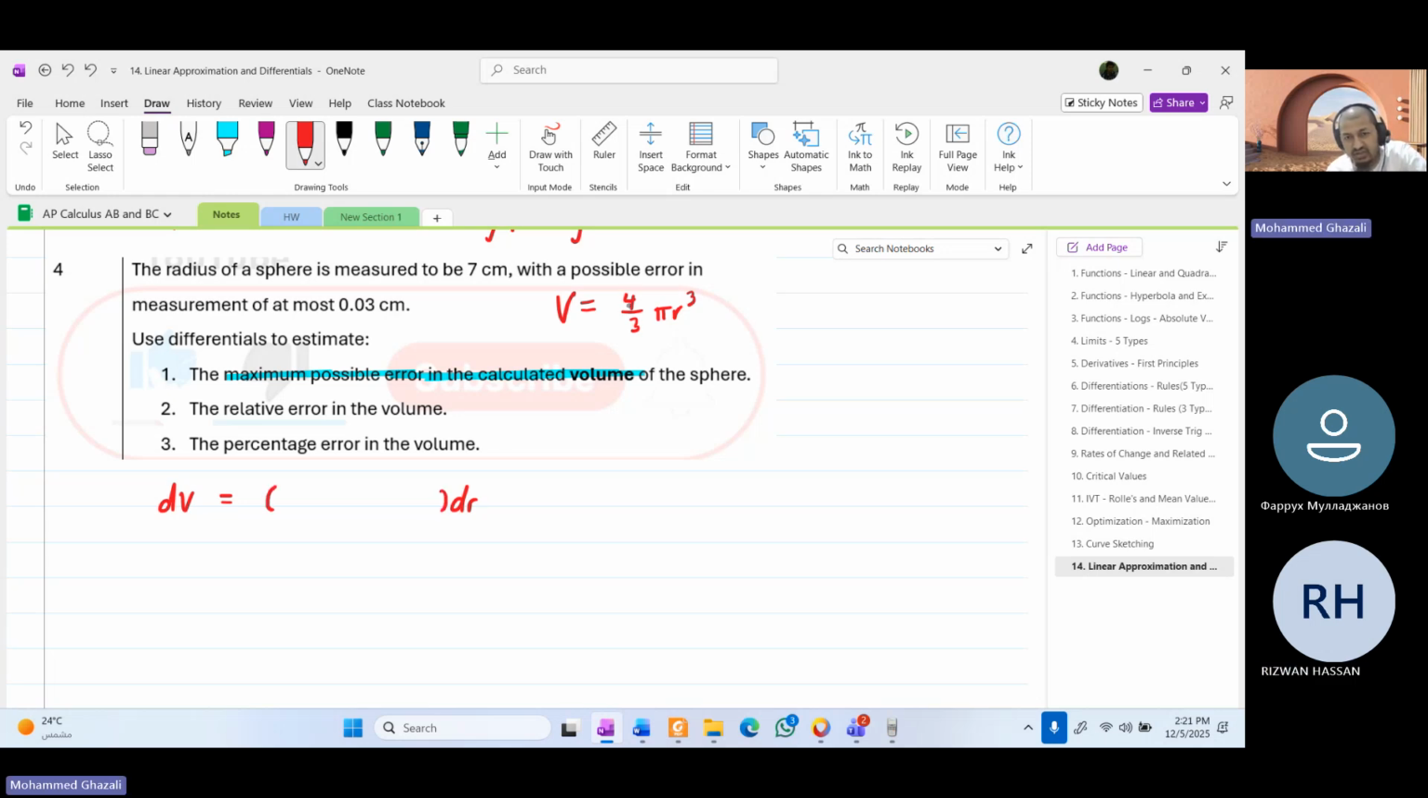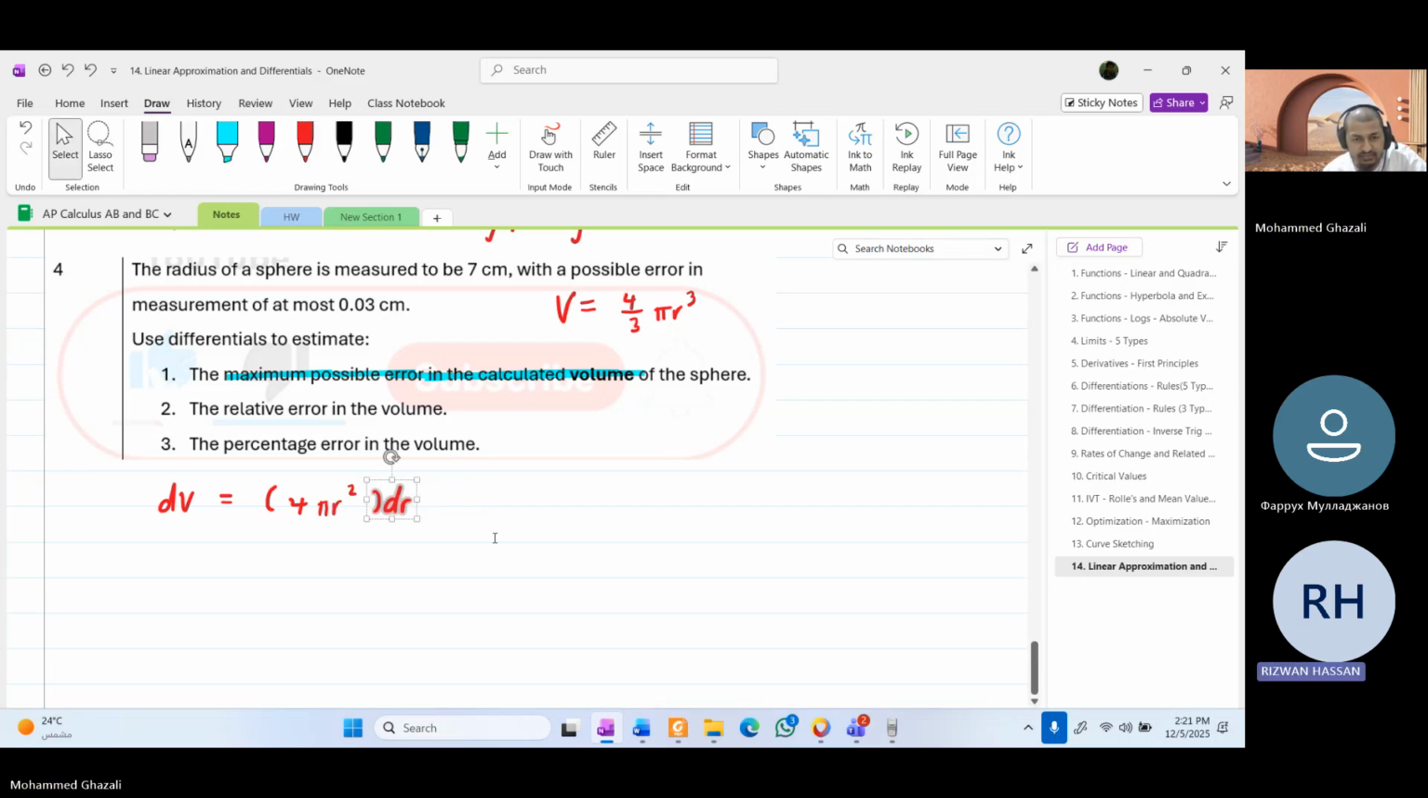So I differentiate this. 4 over 3 times 3 is 4 pi r squared. 4 pi r squared dr. You understood that? Because we're trying to maximize. Exactly.